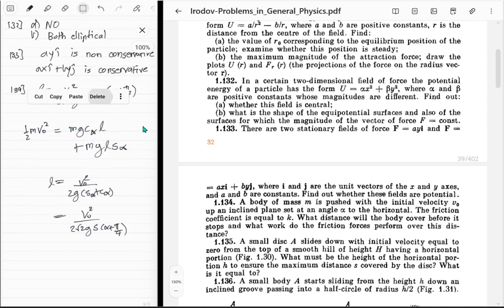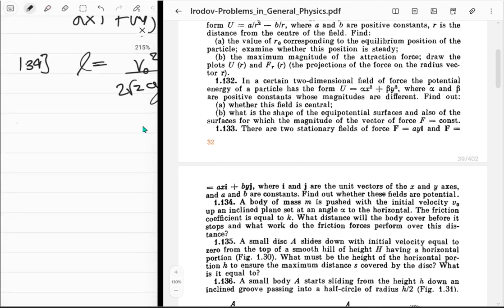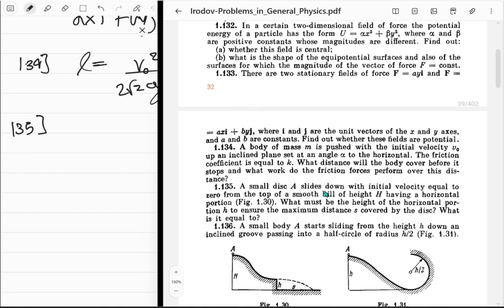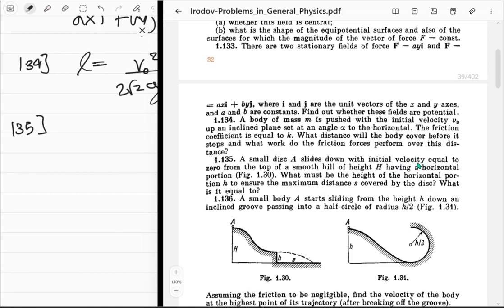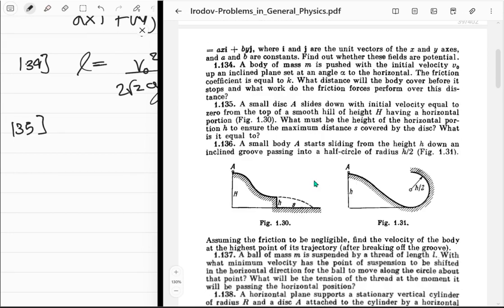Next, 135. A small disk A slides down with an initial velocity equal to 0 from the top of a smooth hill of height H having a horizontal portion, figure 1.30. Nice. Having a horizontal portion. What? Oh, so like this, huh? What must be the height h of the horizontal portion? Oh, okay, so this little thing is the horizontal portion.